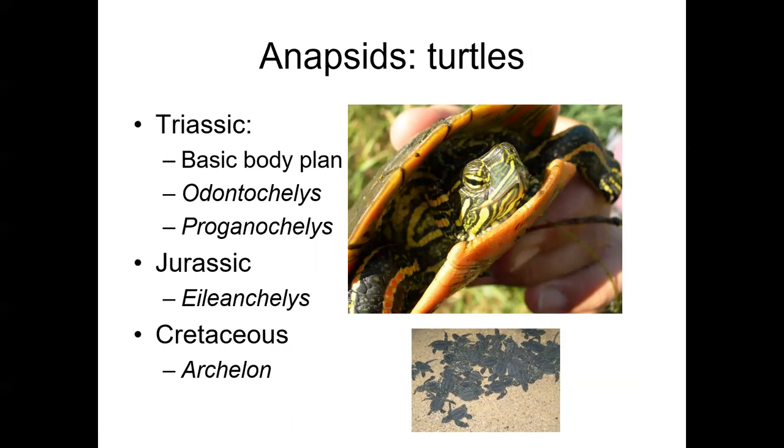By the middle Cretaceous, the first marine turtles tended to appear, having these really streamlined shells and flipper forelimbs. There is some controversy at this point of the placement of turtles. They're now wondering if they should be placed in diapsids versus anapsids, but until that's resolved, we're going to keep the turtles, for the purposes of our class, in the anapsid lineage.